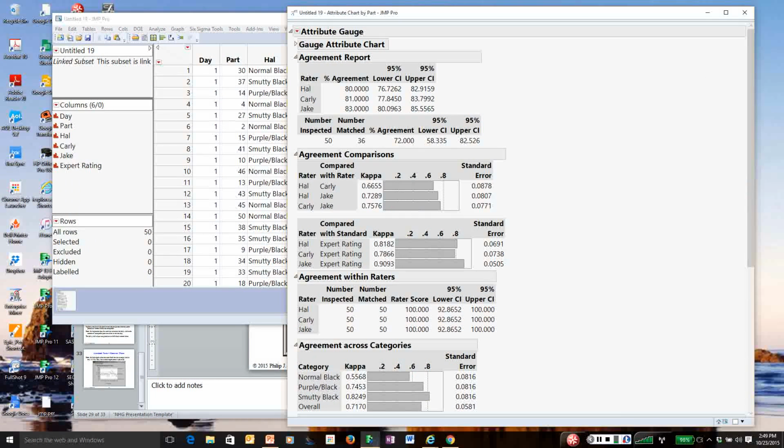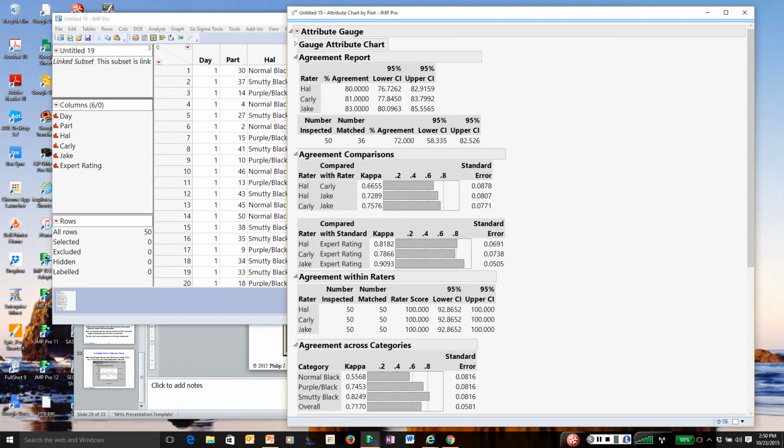Okay. So again, I'm going to close that attribute chart and just come down to what I'm really interested in, which is number one, the kappa values. How well did they relate to each other? Notice they're all well above 0.6, so it looks like there's substantial inter-rater agreement. And then how about accuracy? How well did they agree with the expert? And the answer is there was a very high level of agreement.